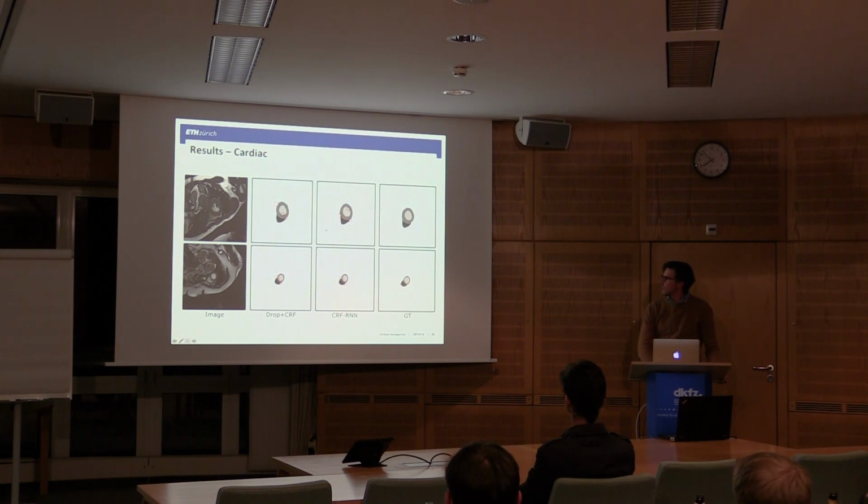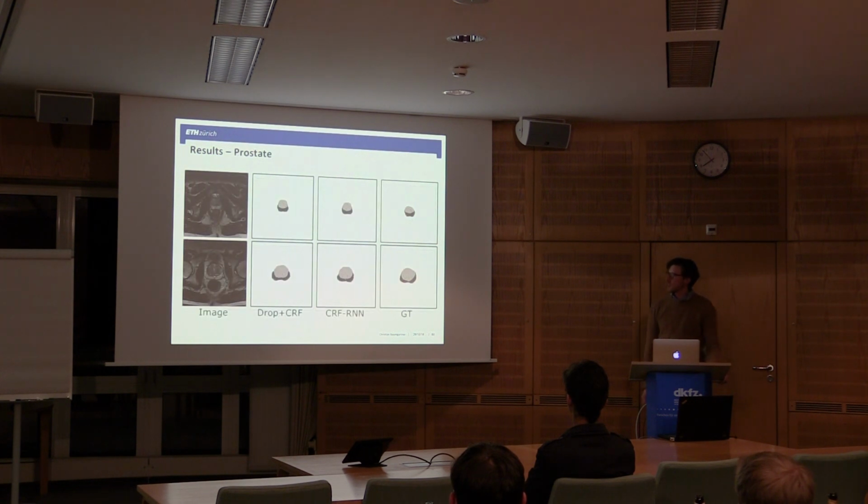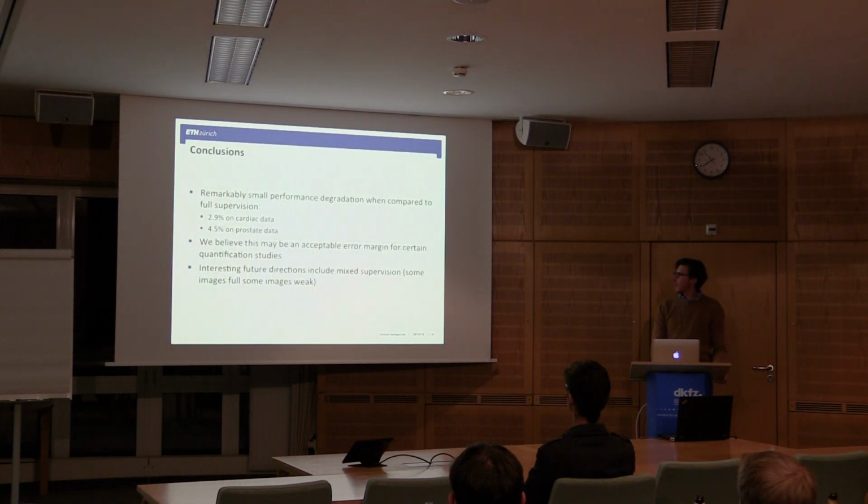Here are some qualitative results. On the cardiac data set, you can see that it captures the shape of the heart very, very well. The only mistakes are little mistakes at the corners of things, at the edges of the structures, which is also what we would expect. Then the prostate data set is much more challenging. Here, the differences are a bit larger between the ground truth and these two methods. However, still, you can see that it definitely captures the right shape of the structures.